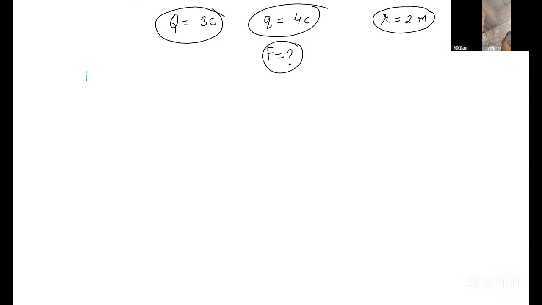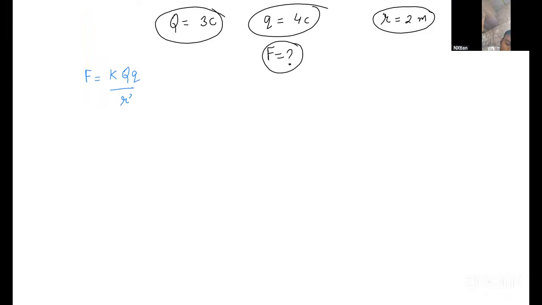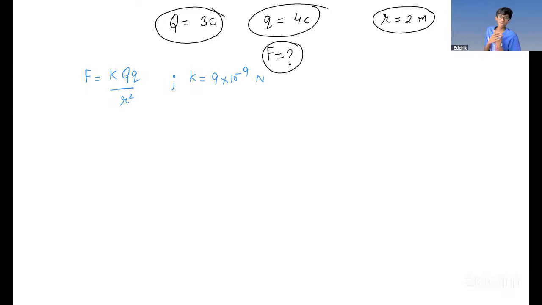So how will we solve this? We know the formula. F is equal to K capital Q small q by r square, where K is 9 into 10 to the power 9 Newton meter square. Let me check, is it plus 9 or minus 9? It is plus 9.